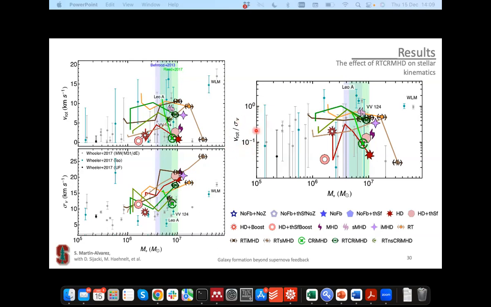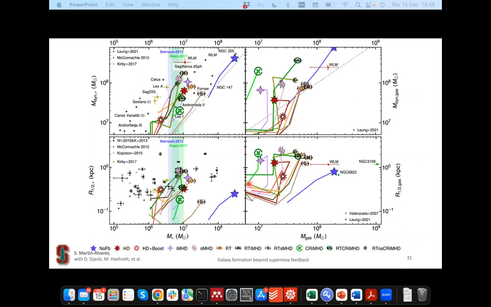And then again, if we look at the actual support, whether it is rotational or dispersion dominated for the stellar component, you can see that again, there is this divide between magnetic fields and radiative transfer and the other ones. So we get something that is a bit more rotation dominated with MHD or with radiation. When we look at the morphology or the size of the system, I'm just going to focus today on this panel because I want to show some other things later on. But we can look at how the actual mass size relationship compares with observations.